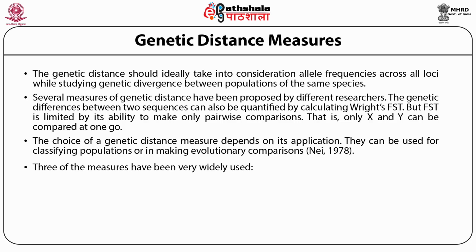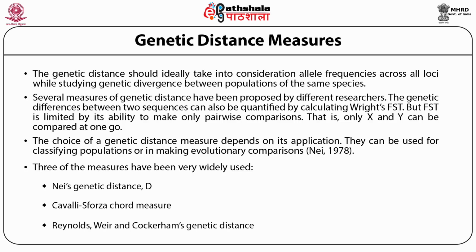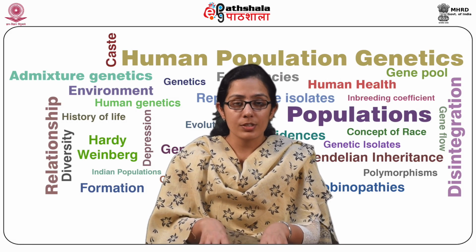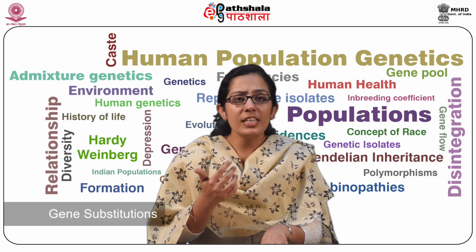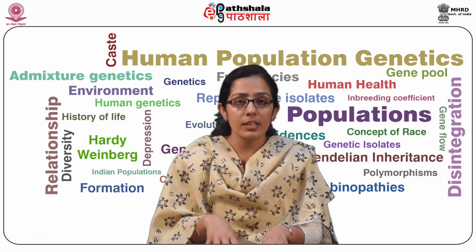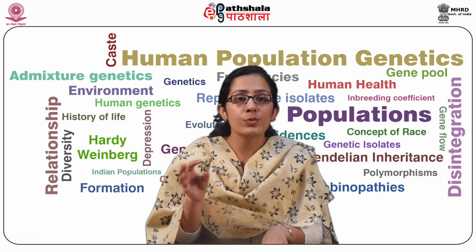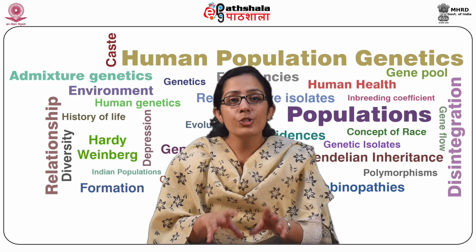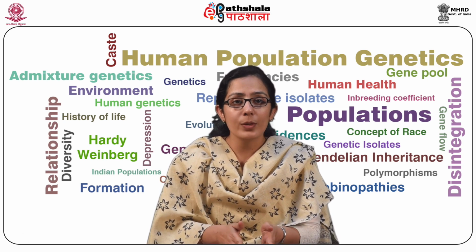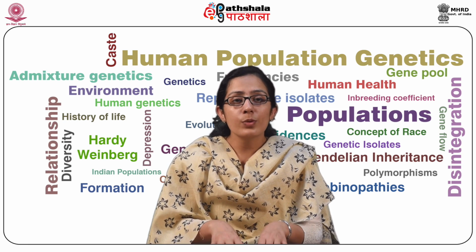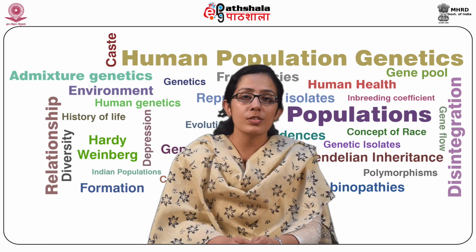Three of the measures have been very widely used, that is Nei's genetic distance D, Cavalli-Sforza's chord measure, and Reynolds, Weir and Cockerham's genetic distance. The estimates of genetic distance are calculated based on certain assumptions. The first one is gene substitution occurs independent of those in other lineages. Secondly, substitutions are independent of those occurring in other sites within the same lineage. Thirdly, evolutionary comparisons are made based on the sequence as it is now, and the previous changes are not accounted for. The last one is the rate of substitution is uniform across the sites.